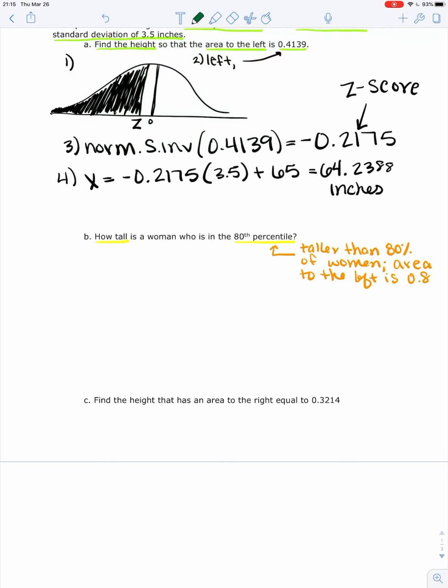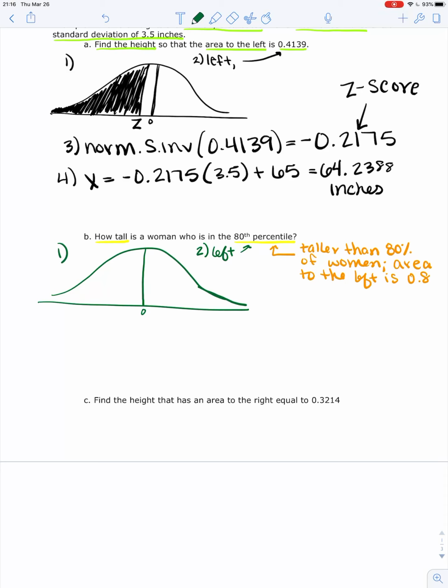That's okay. All right, so let's go through the process again. First thing we're going to do is draw the curve. Okay, we have 0 here, cutting it in half for us. And now we want to shade. Step 2 is to shade to the left 80%.